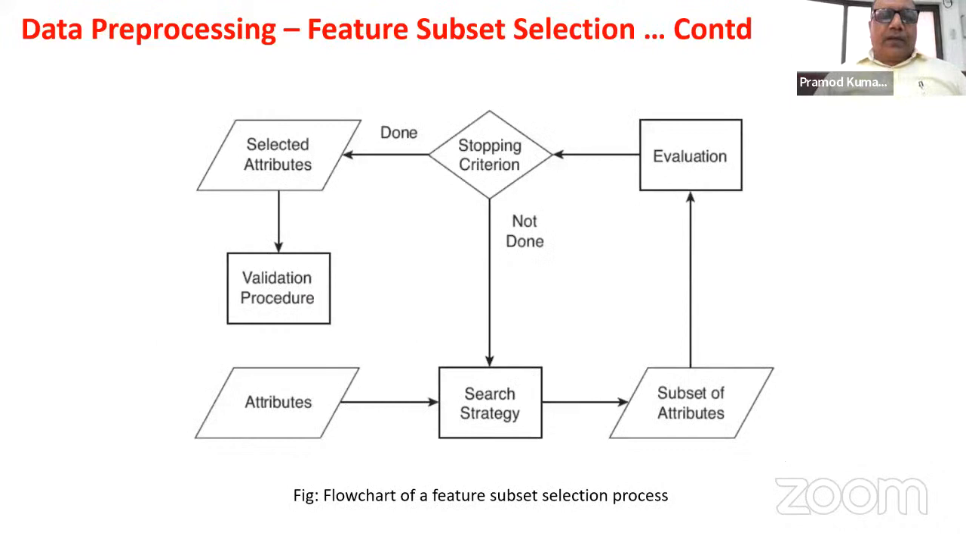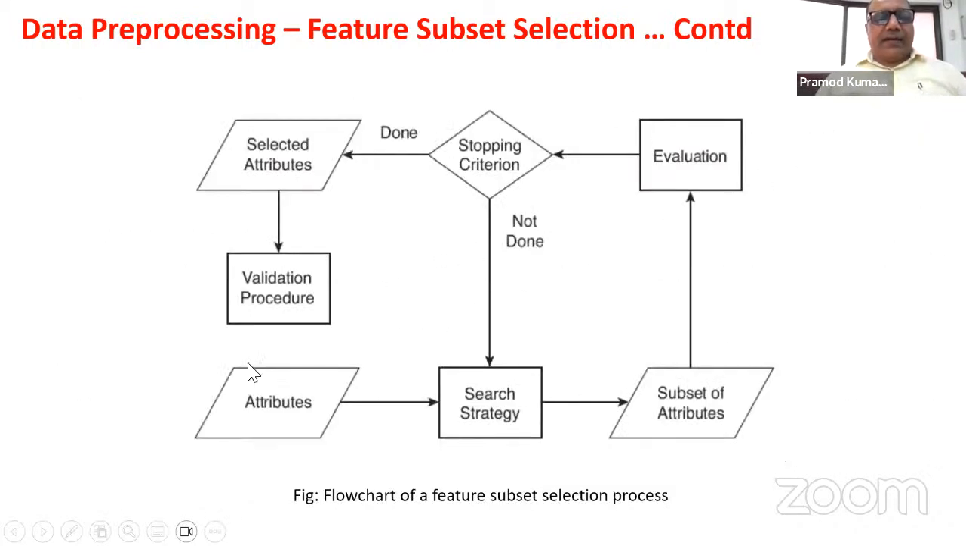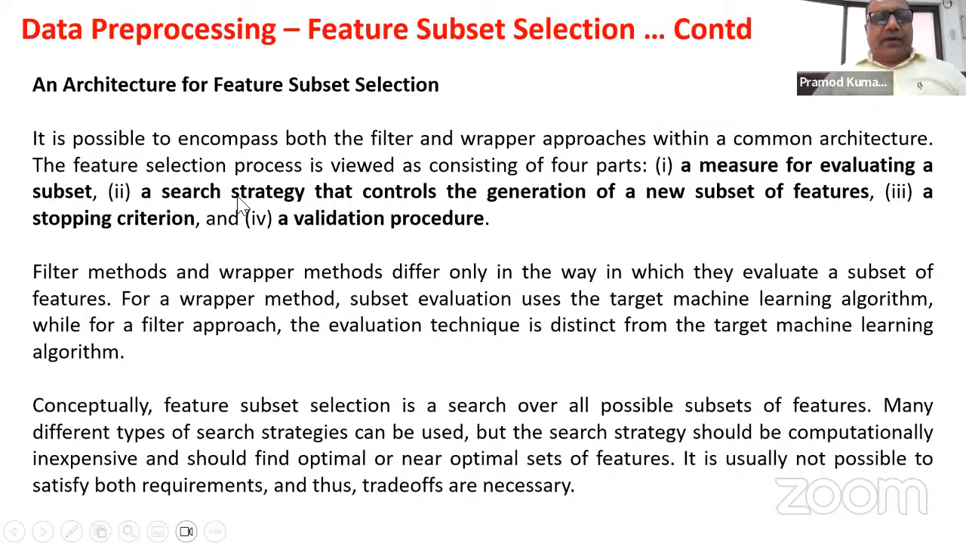Now we come to the common architecture that we were discussing. Here we have the attributes, meaning the full set, the input data set which is given to me. That is the full feature set. This full feature set will go to the search strategy. The job of the search strategy is to generate the subsets of the features. A search strategy controls the generation of new subsets of the features.